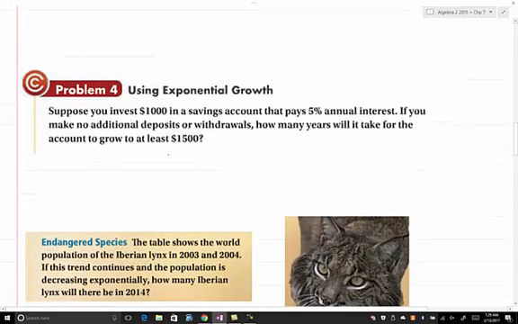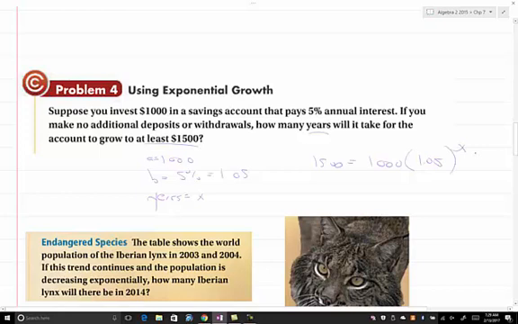Suppose you invest $1,000. So that's my a value. It pays 5% interest. B equals 5% interest, so that equals 1.05. You make no additional deposits. How many years will it take? Well, that's going to be the x value to at least $1,500. $1,500 is what we want. We're putting in $1,000 at 1.05 to the x power. So we can do some calculations.